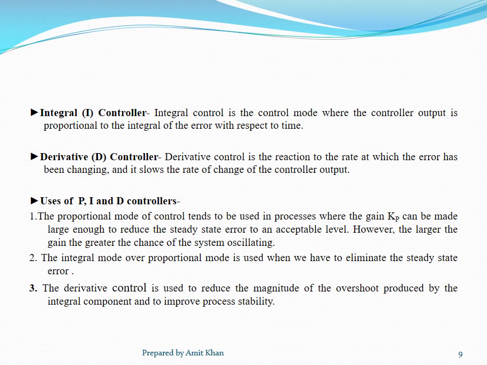Next comes what are the uses of P, I and D controllers. The proportional mode tends to be used in processes where the gain Kp can be made large enough to reduce the steady state error to an acceptable level. But the integral mode over proportional mode is used when we have to eliminate the steady state error, and the derivative control is used to reduce the magnitude of the overshoot produced by the integral component and to improve process stability.